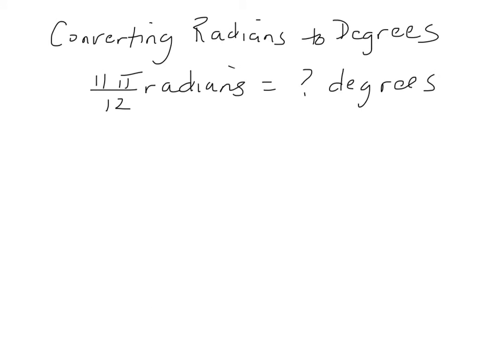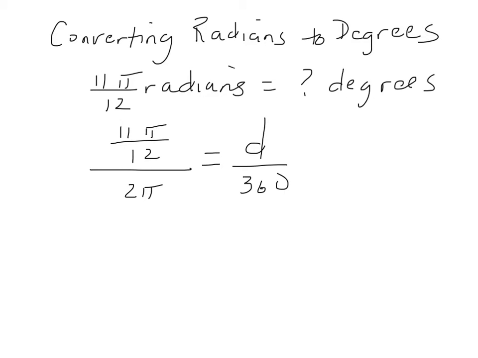Okay, this was one of your problems from your quiz. We want to go the other way, and we want to convert radians to degrees. So I've got 11 pi over 12 radians, and I want to know how many degrees that is. So I'm going to use the same idea. I'm going to put the radians I have over 2 pi, because that makes a complete circle. I don't know how many degrees I have, but I know a circle has 360.